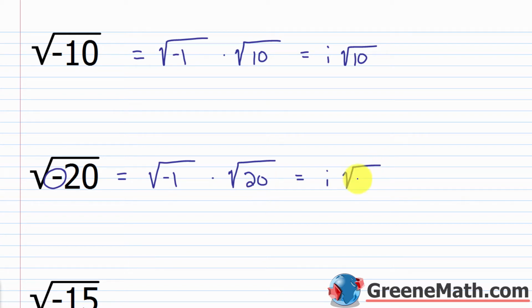What is the square root of 20? It's 4 times 5. 4 is a perfect square, and times the square root of 5. We know the square root of 4 is 2. So if we completely simplify this, we'll have 2i, because again, the square root of 4 is 2, and 2 times i is 2i. Then times the square root of 5.